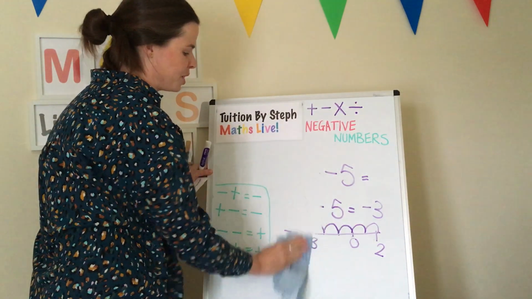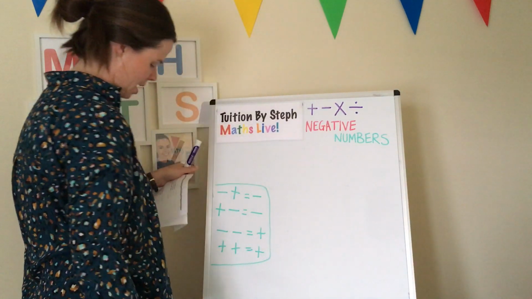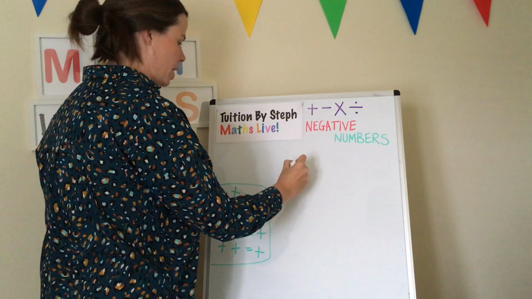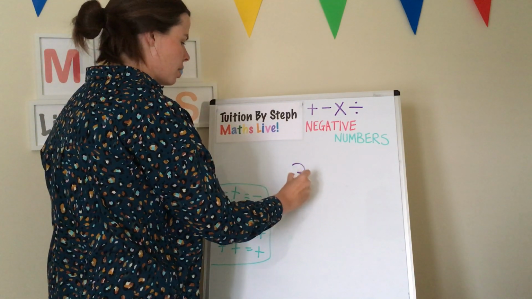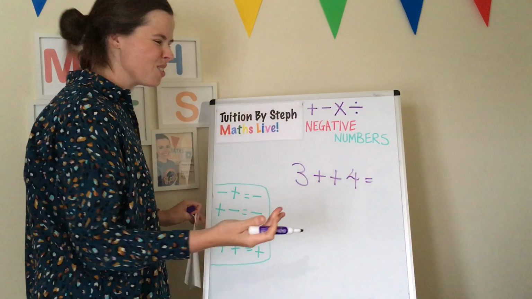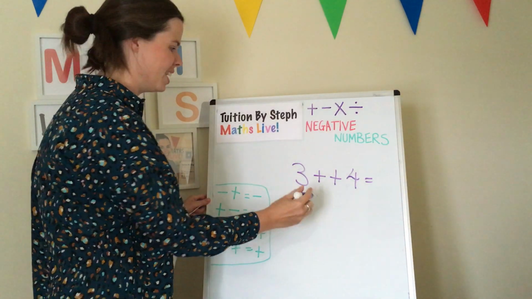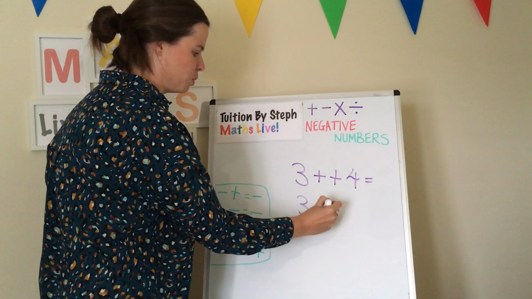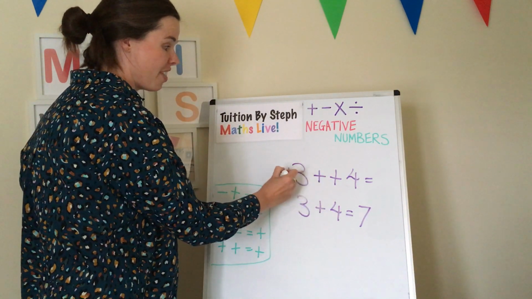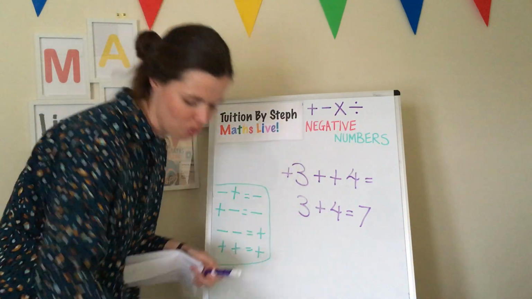I'm sure you can guess what the next one's going to be, because I've done two ones that don't match. The last one is ones that are going to match. So I'm going to do 3 plus +4. Now that one's quite easy because +4 is just 4. So it's just 3 plus 4 again, which is 7. That is the same sum. +3 plus +4 means the same as 3 plus 4.